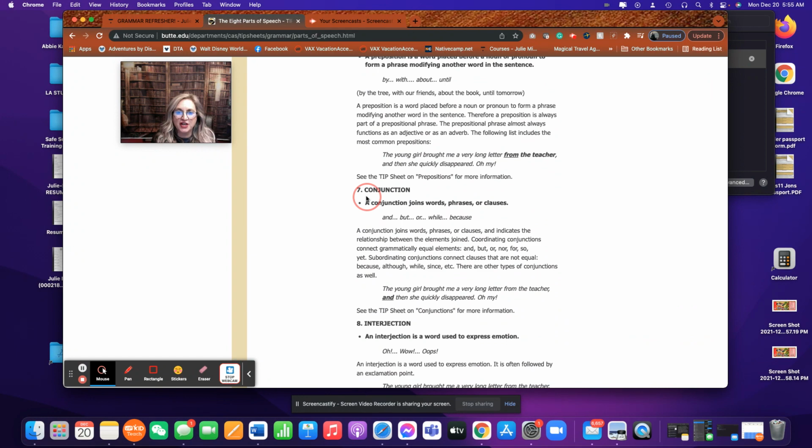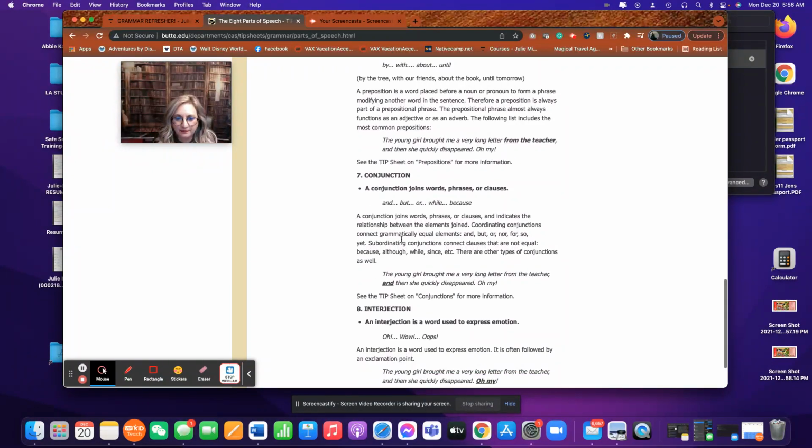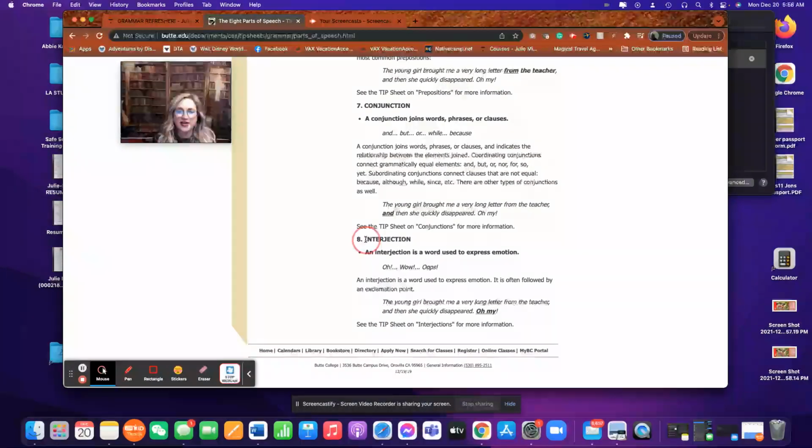Next, we have conjunctions. A conjunction is like a little connector. Okay, think of it as a Lego that connects this sentence and this sentence together. And, but, or, while, because. Those are going to connect. And the last one is an interjection. And you guys should know interjection so well because you're always going, what? No. Oh. Anything that you end a sentence with or with an exclamation point or anything that you are exclaiming.